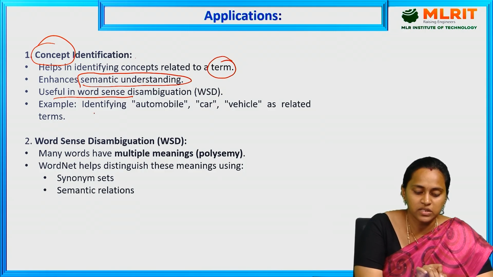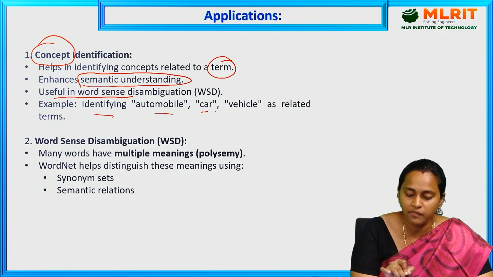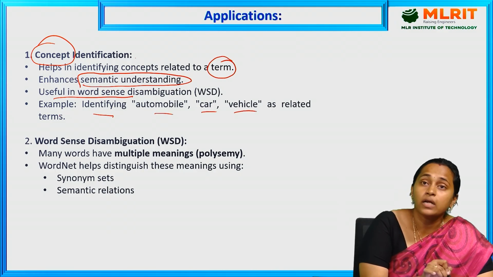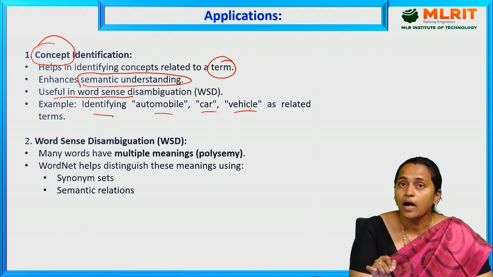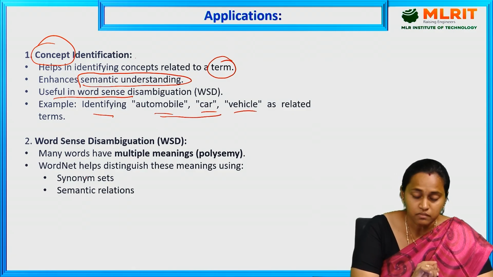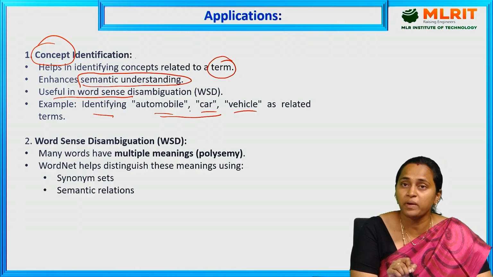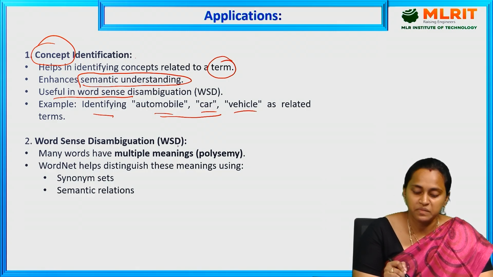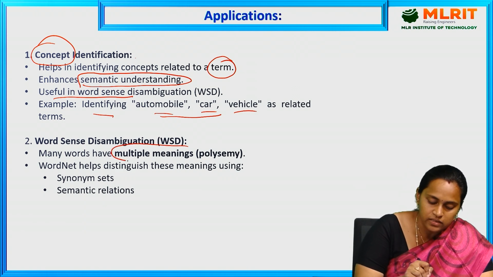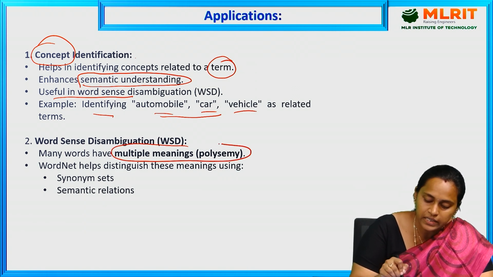See the examples here. Identifying automobile, car, vehicle, all are related terms. That means automobile comes under car and vehicle. These are all relationships between these two or three terms. It means there is a relationship between the automobile and car and vehicle. So next, see the word sense disambiguation. That means a word contains multiple meanings. Depending on the surroundings, we can take the particular meaning.